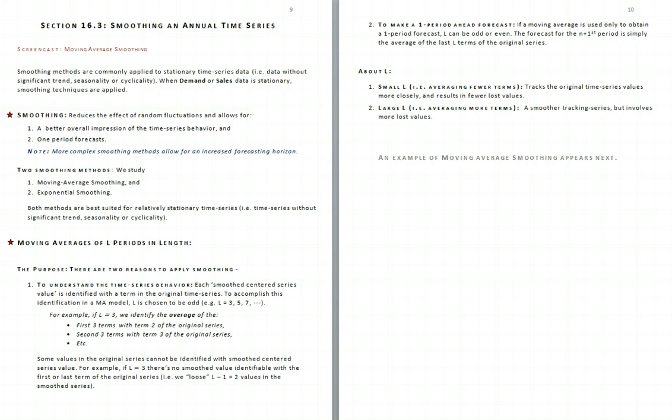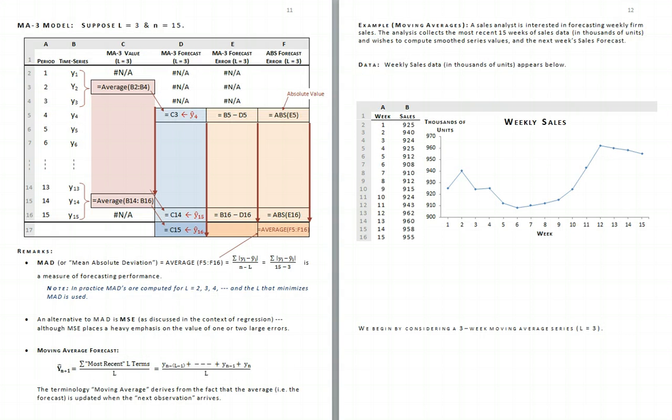This screencast discusses the smoothing method known as moving averages of L periods in length, where L is a positive integer like 3 or 5. Let's go directly to an example where L is 3. We've moved to the next page. This example involves moving averages of 3 periods in length. This is called an MA3 model.